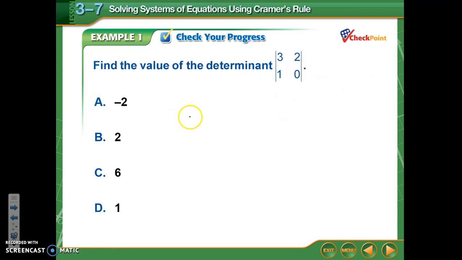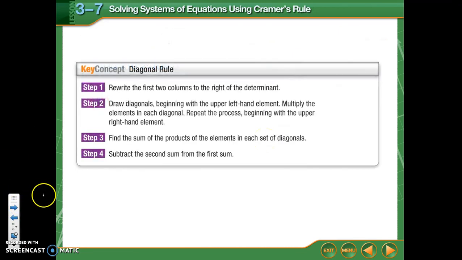This is an example for you to try, so you need to find the value of this determinant. All right, if you did your math right, you should have gotten negative 2. 3 times 0 minus 2 times 1. 0 minus 2, which gives you negative 2.